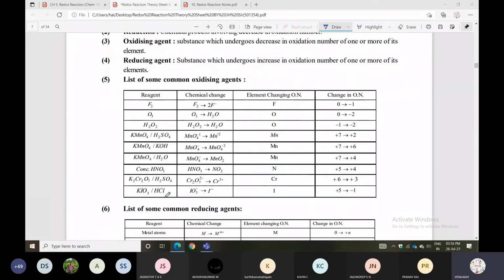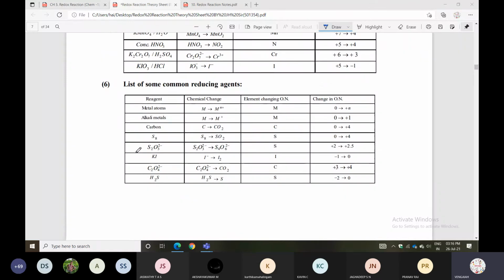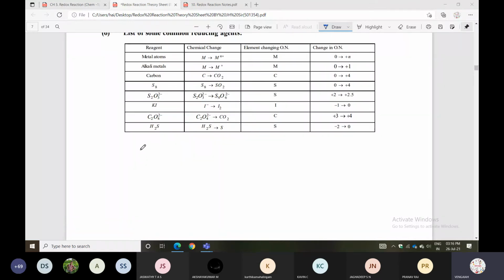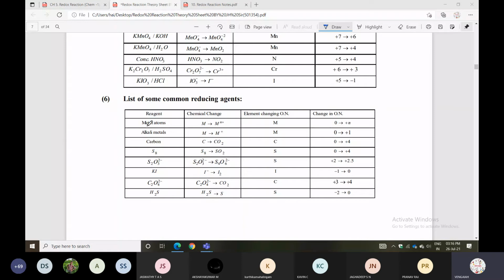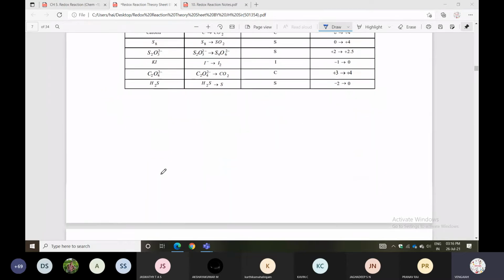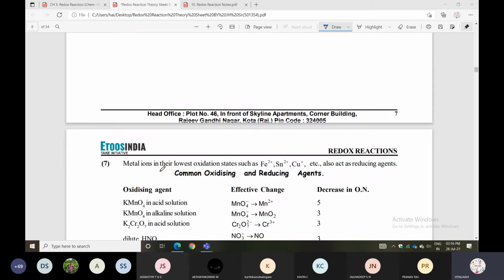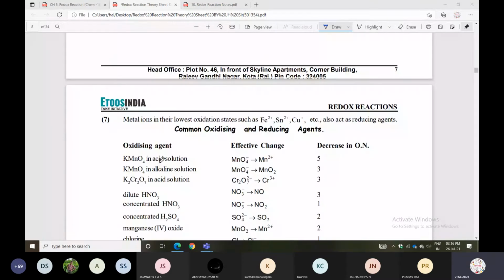They also gave some common reducing agent examples, and oxidizing agent examples too. The list of some common reducing agents includes metal atoms, alkali metals, carbon, and S8.